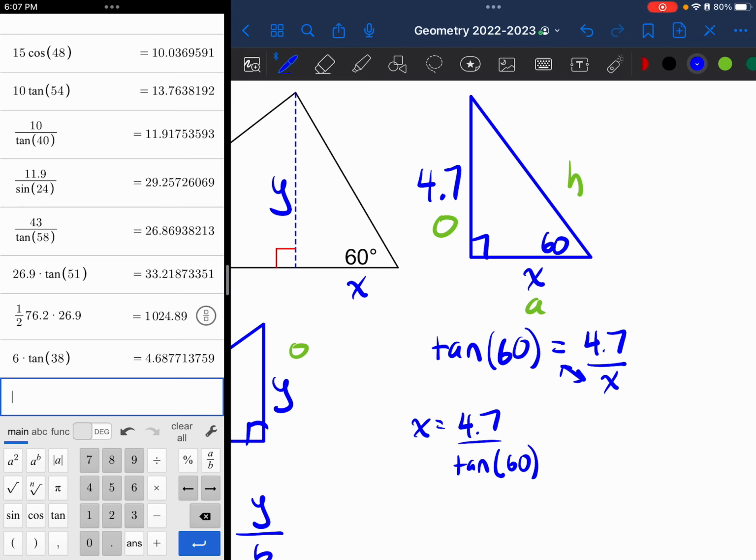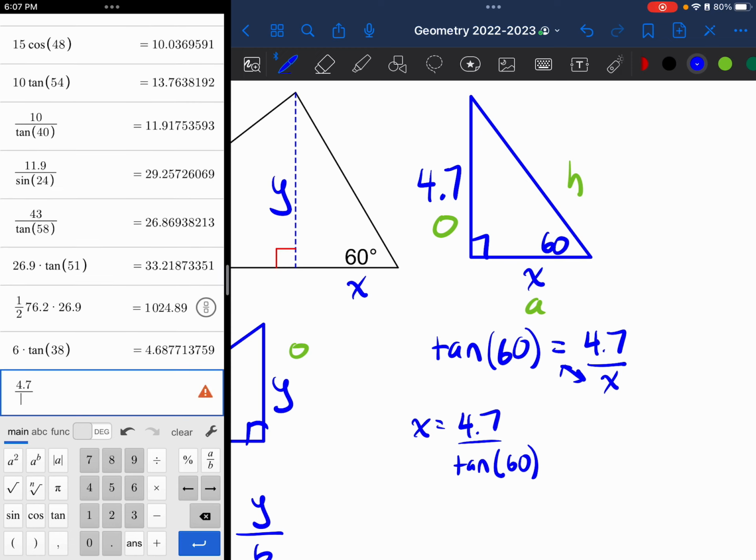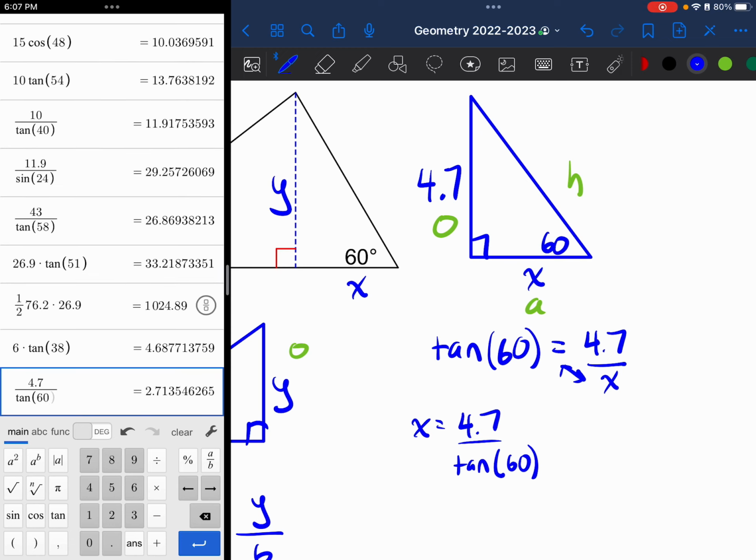So I'm going to type in 4.7, please, divided by tangent of 60, and rounding, that's about 2.7. So this is rounding about 2.7. And now we have all the pieces, right?